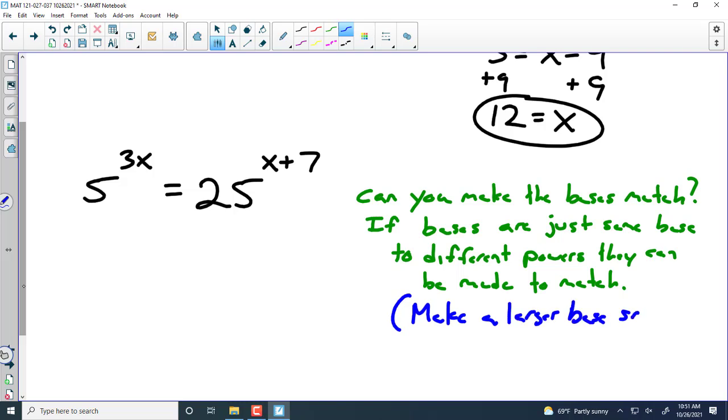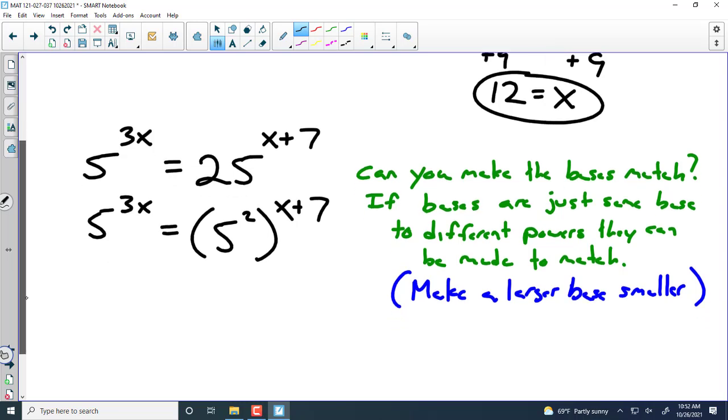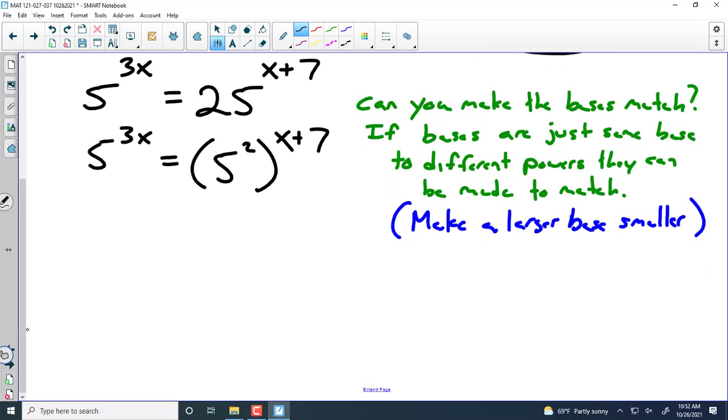And what it actually turns out, everyone, is it's easier to make a larger base smaller. So, is there a way to write 25 as 5 to a power? Yeah. 5 squared. So, this is true, everyone, but see if you are okay with this. Is 25 the same thing as 5 squared, everyone? Can we do that? Yes. Now do the bases sort of look like they match? Yeah, they do. We just need to remember some of our exponential rules.